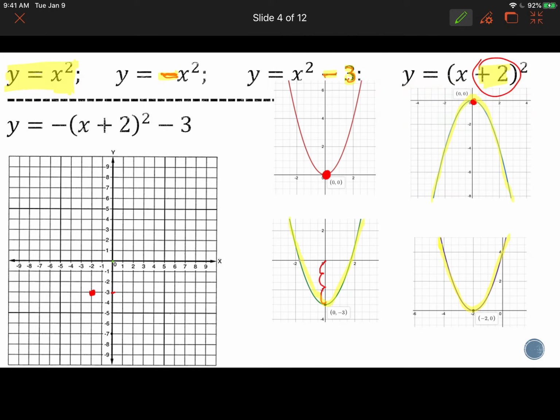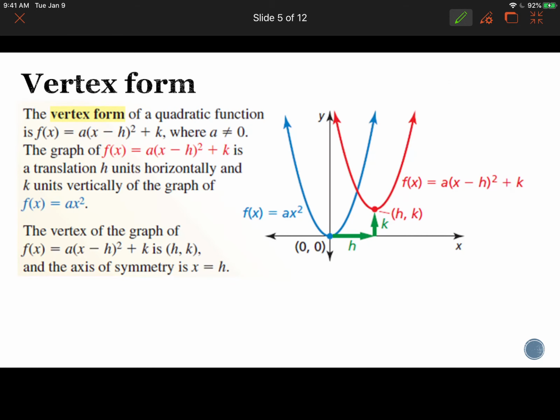So I started here, my parent function. I went down 3 units and left 2 units because of this equation. And this is why this equation is so important. Now, let's not forget we had a negative. So taking this point, I'm going to roughly draw the graph of my equation, and there you go. Again, today, all we're learning about is how to draw a rough draft of a parabola, given its equation in vertex form. So, let's take a look.